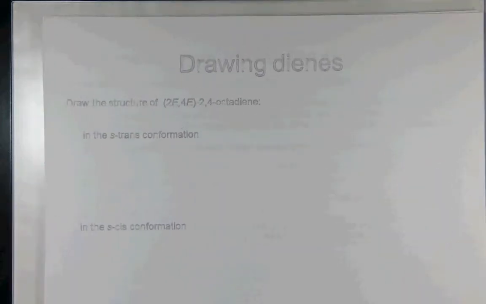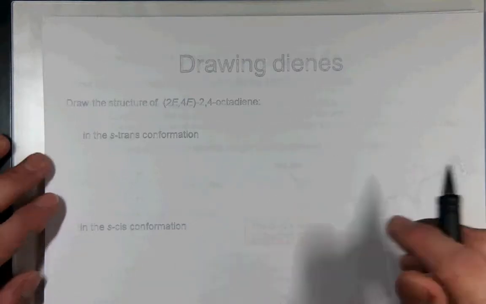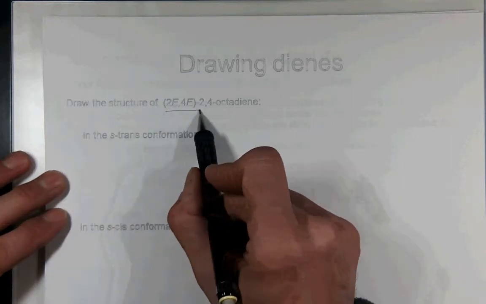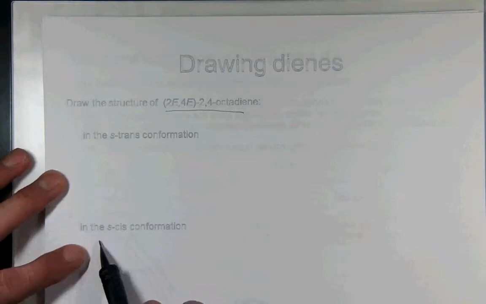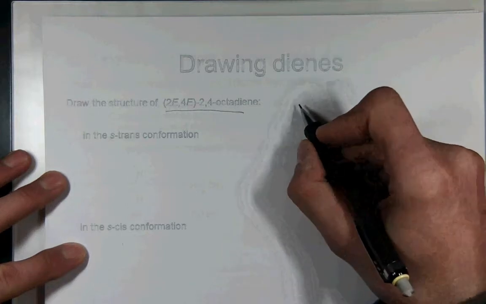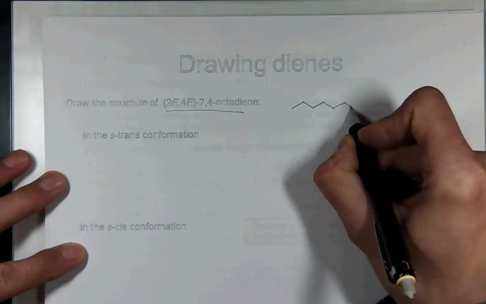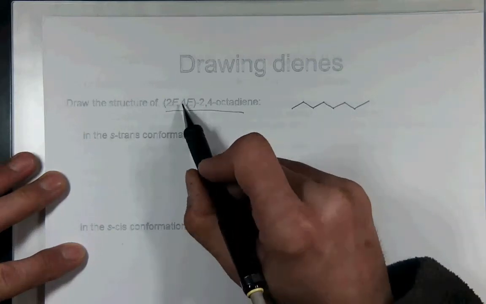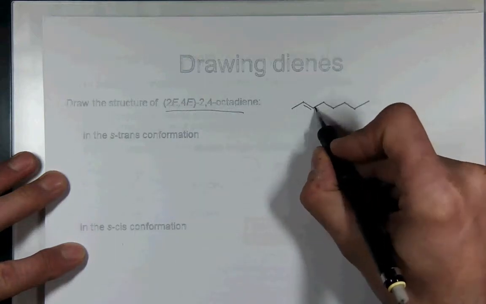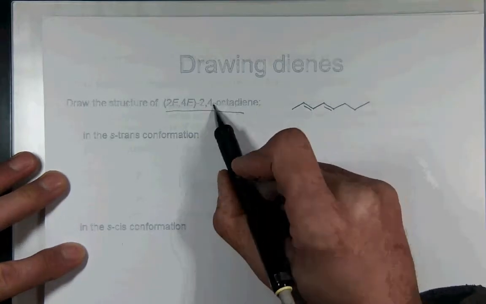All right, a little practice drawing dienes. We had this before in the chapter on alkenes, but we can do a little bit more of this. So what I would recommend first is draw the structure of the compound first, and then put it in the two different conformations. So octadiene, that's 8 carbons, 1, 2, 3, 4, 5, 6, 7, 8. We have double bonds on carbons 2 and 4. 1, 2, we'll put a bond. 3, 4, we put a double bond. Okay, so now we've got the 2,4-octadiene.